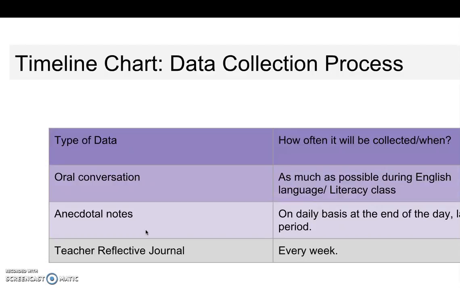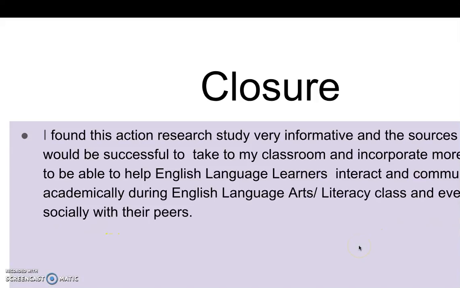Timeline chart, data collection process. Oral conversation as much as possible during English language literacy skills class. Anecdotal notes on a daily basis at the end of the day, last period. Teacher reflective journal every week.